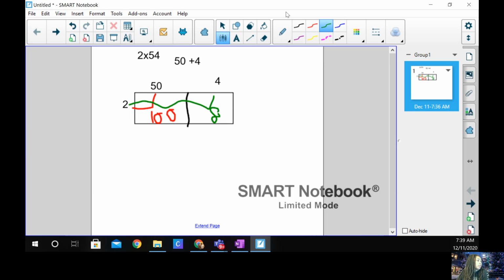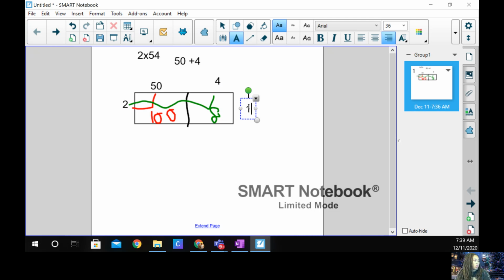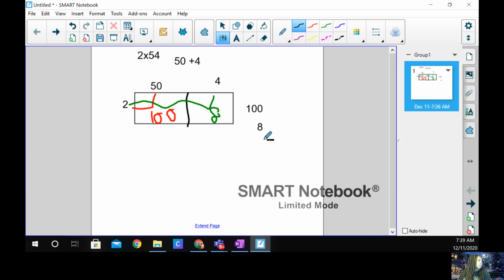Now we take our 100, and we do 100 plus 8, and we add that all together. And we do 8, 0, 1. So 54 times 2 is 108. And there's our answer. And I would teach the kids, circle your answer.